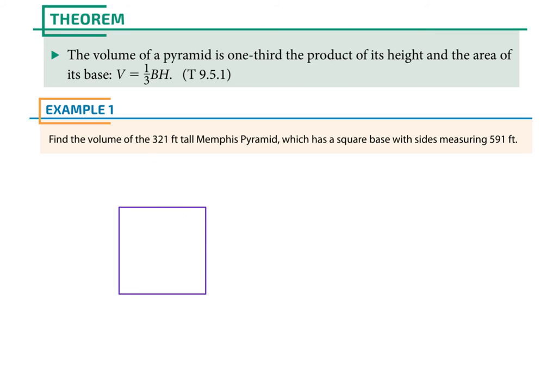And what they're telling us is that the sides of that base are 591. All right, and because this is a pyramid, it's going to look more like this, right? We have this pyramid, all right? 591 are the sides of the base. The height of the pyramid, they're talking about the perpendicular distance when they say height of this pyramid, not the slant height.